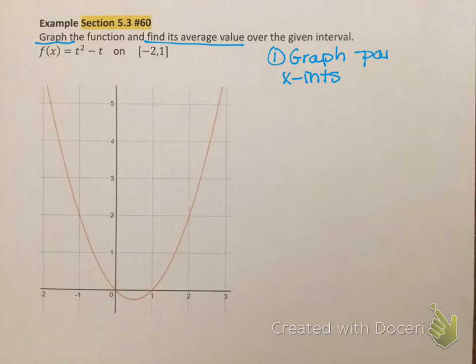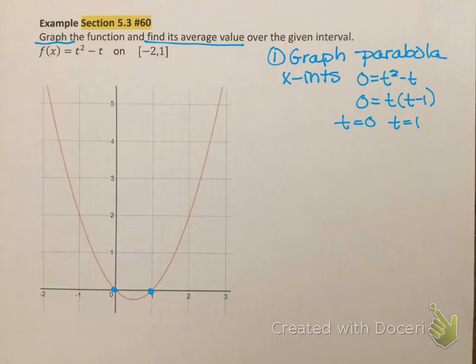We know that to find x-intercepts, I let y equal 0. So I would have 0 equals t squared minus t. So that would be t times t minus 1, or t would be 0 and t would be 1. So I've got these points right here.